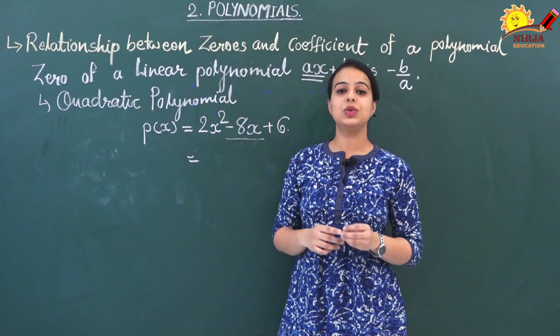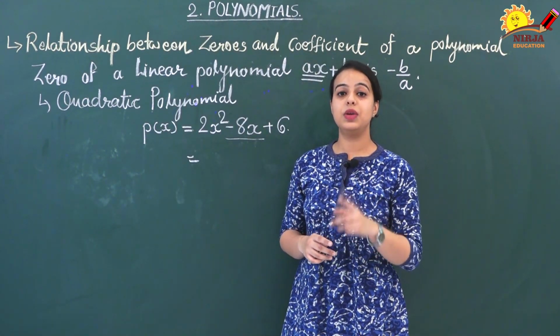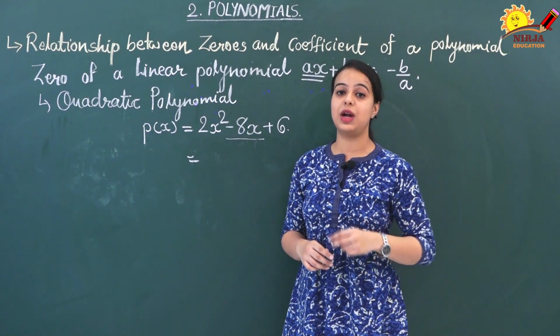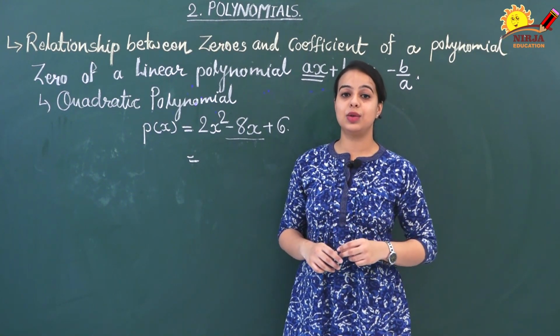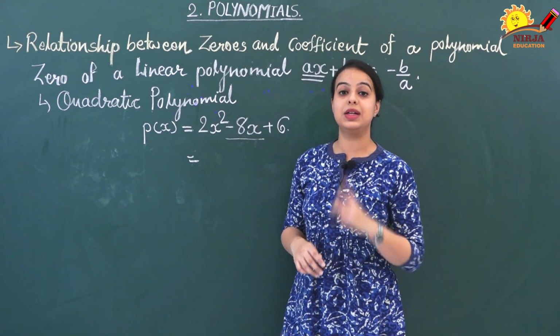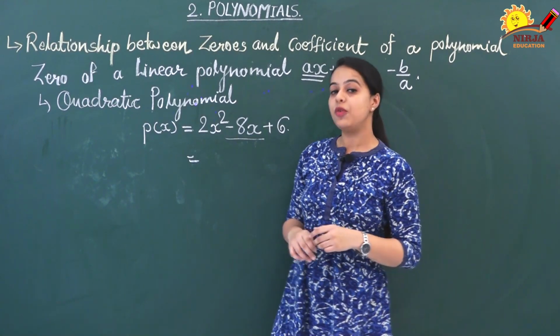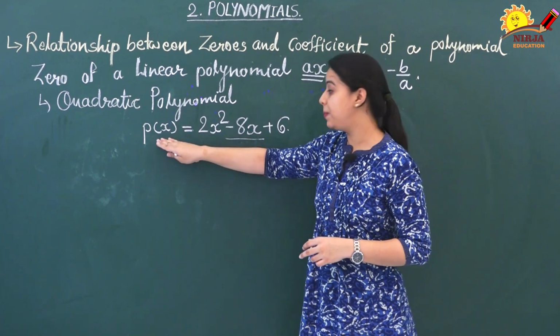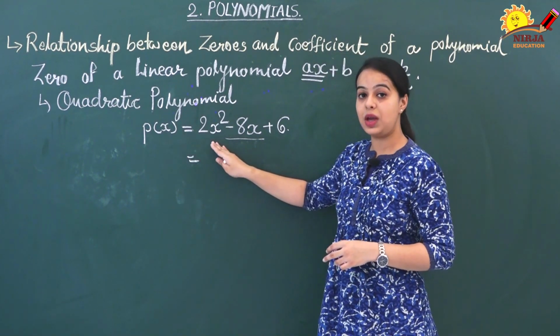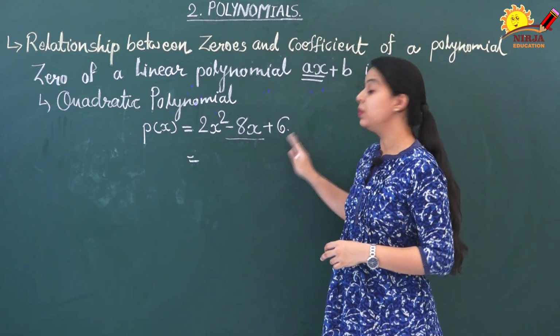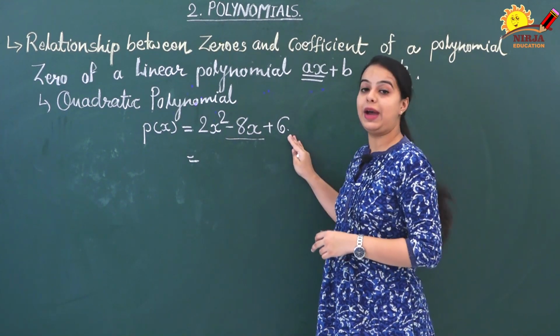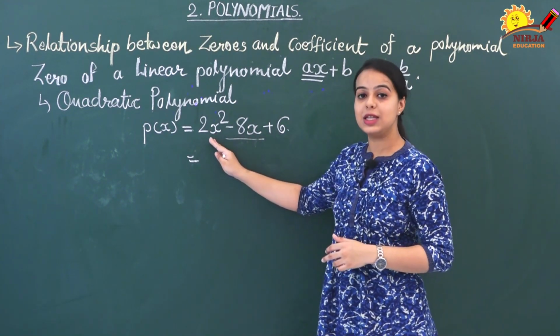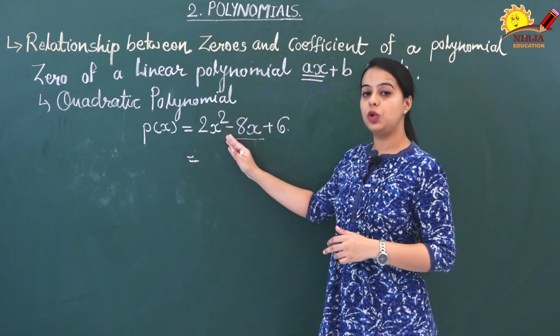Now we will try to answer the question which was raised in the first part of this chapter. Are the zeros of a quadratic polynomial related to its coefficients? For that I have taken one quadratic polynomial, p of x is equal to 2x square minus 8x plus 3. This is a quadratic polynomial. Why? Because the degree, that means the highest power of the variable, is 2 over here.